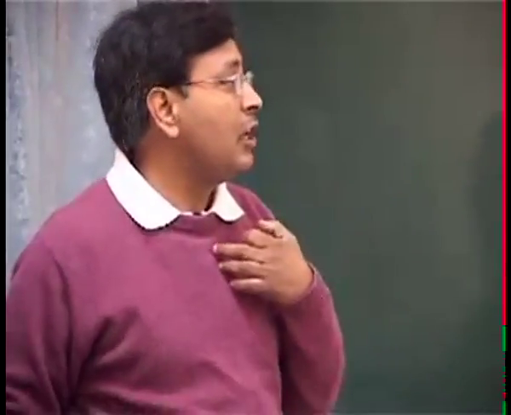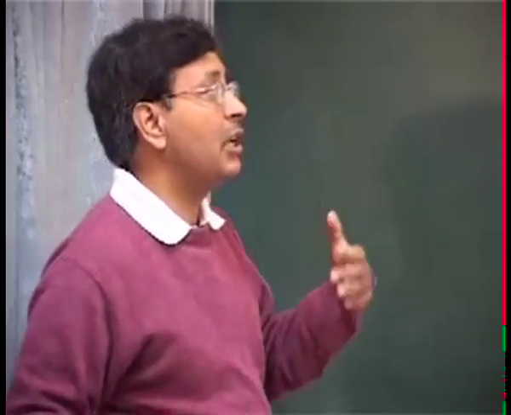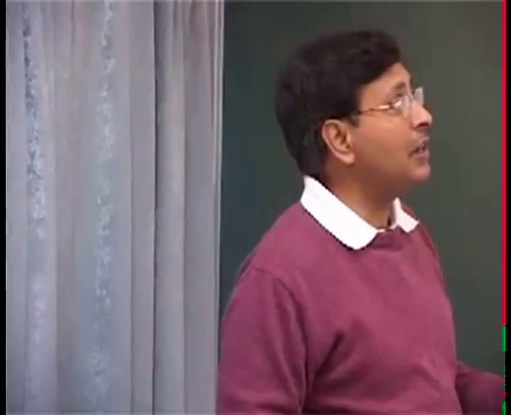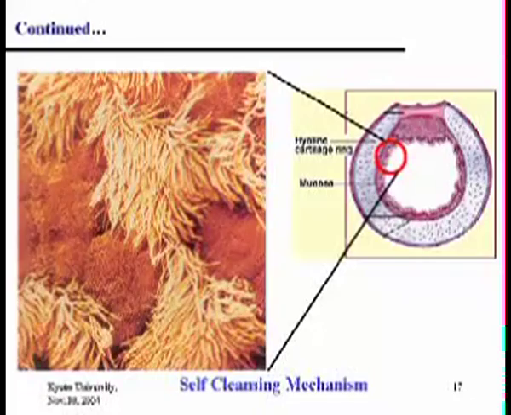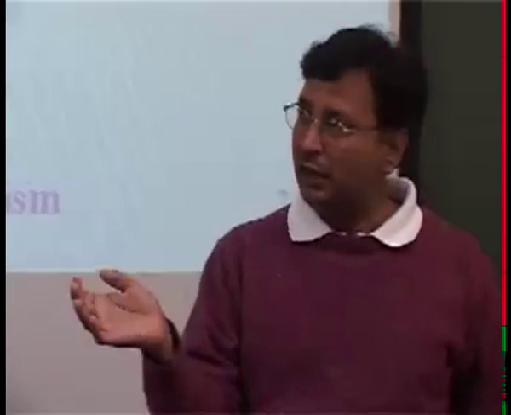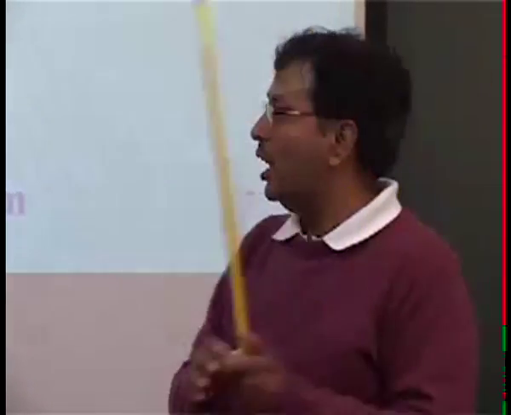But in the upper part, we have the mucus layer, and the moment particles are there, more mucus is released. And the cilia, as you see them, are constantly waving in the lungs. Once they are waving, the particles come, and the cilia push them up a little.